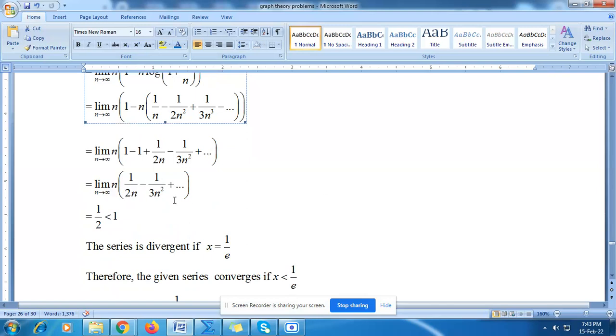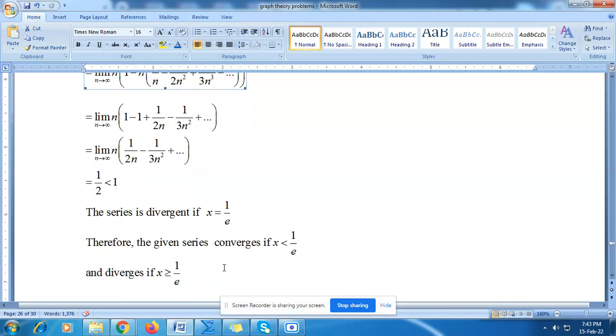As n tends to infinity, 1/n tends to 0. So we have only 1/2, and the remaining terms are 0 as n tends to infinity. So we got 1/2. When the limit value is greater than 1 it is convergent, less than 1 divergent. Here the limit value is less than 1, so the series is divergent if x equal to 1/e.